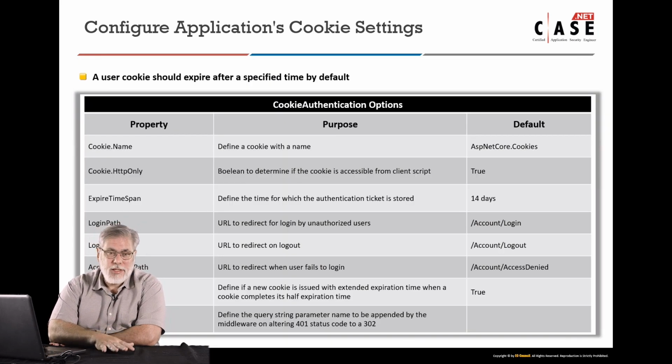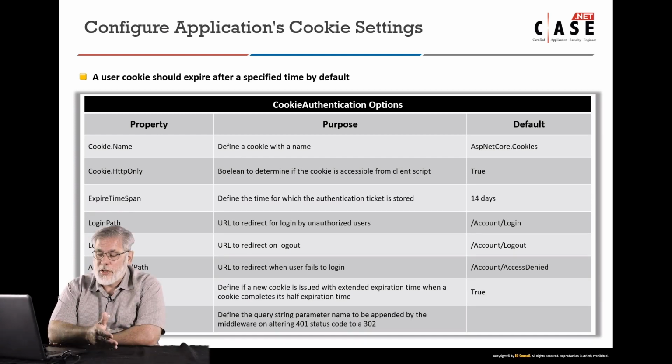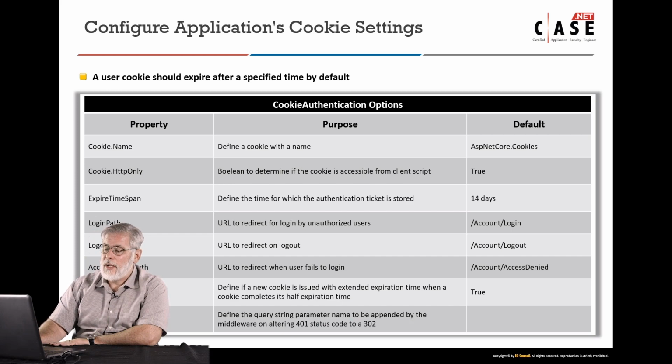A user cookie has to expire after a specified time by default. Now, we looked at a lot of methods to prevent cookie persistence, and those were for authentication cookies. But I'm saying all of the application cookies, whether they were authentication or not, should expire after some time. Now that time is up to you. In this case, it's set for 14 days. I probably would make it much less, maybe 1 day, but it's your choice. Just make sure that they are indeed expiring.